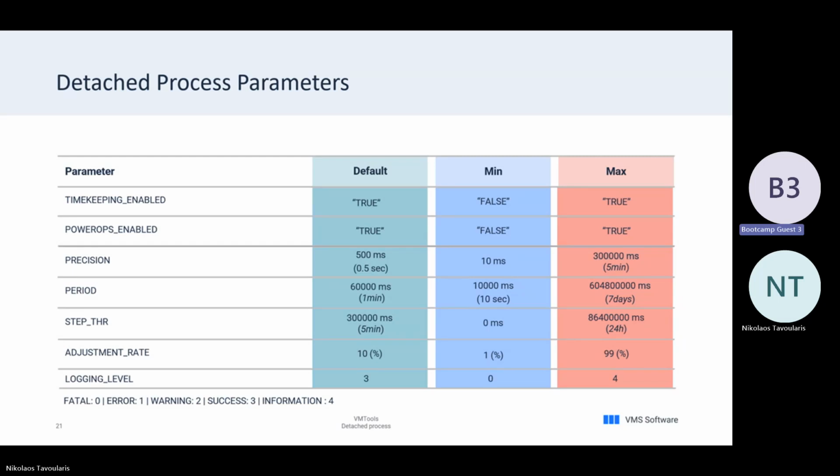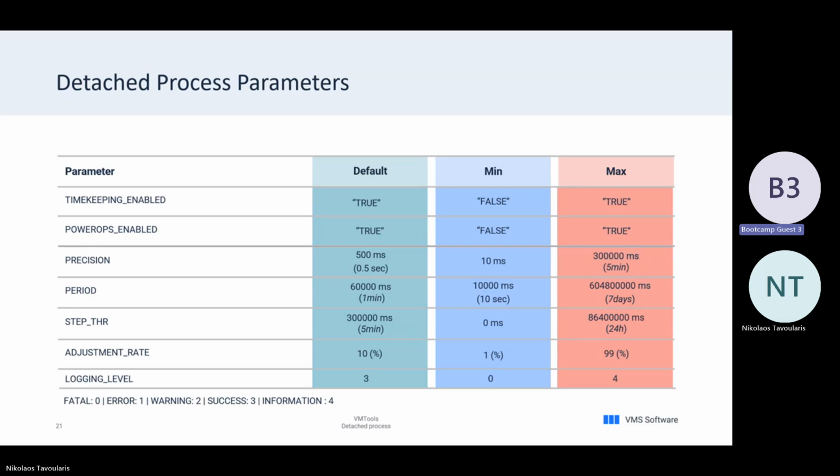So we have precision. Precision tells us if the two clocks, the host clock and the OpenVMS clock, are synchronized. Any time difference below precision is considered negligible. The default value is half a second. You can lower it to 10 milliseconds to have better precision. And the maximum value is 5 minutes, but you should not set such great values.